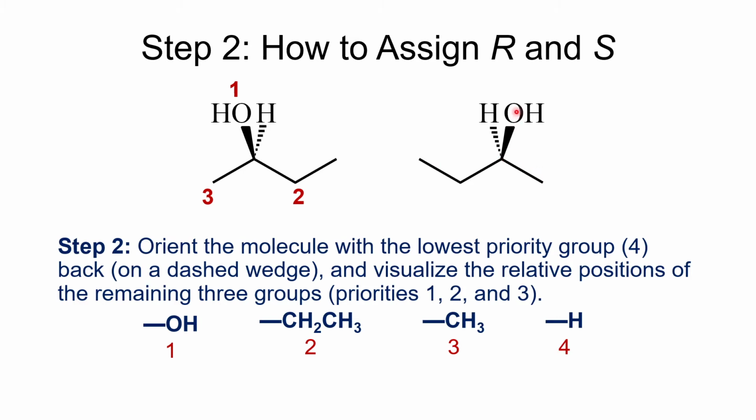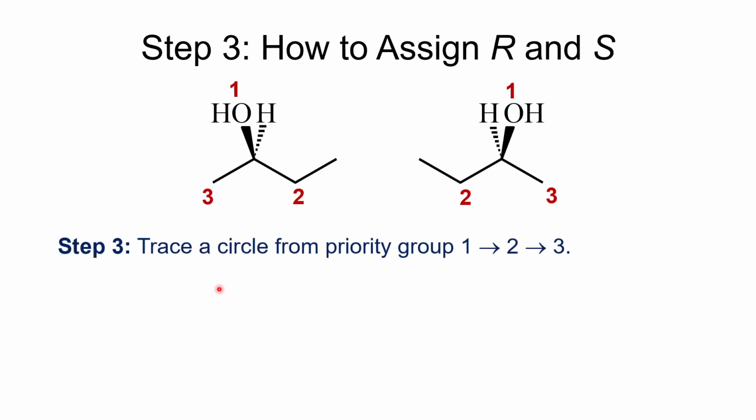All right, next on this one, we'll see that there is 1, this one's 2, and this one's 3. Once you have this drawn correctly, and you've got that smallest atomic number in the back, then we're ready to determine whether it is R or S. So we're going to trace a circle from priority group 1 to 2 to 3. So on this one, we're going to go from 1 to 2. We'll do a little loop there. So from 1 to 2, and then we'll do an arrow from 2 to 3, and then from 3 back to 1. All right.